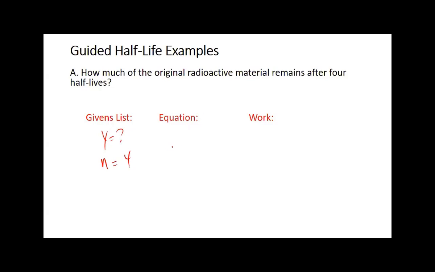Go ahead and take your equation, y equals 1 over 2 to the n. And then the work there would be 1 over 2 to the 4th. Get that answer, figure out what your answer is. And when you got your answer, it should be 1/16 or 0.0625.